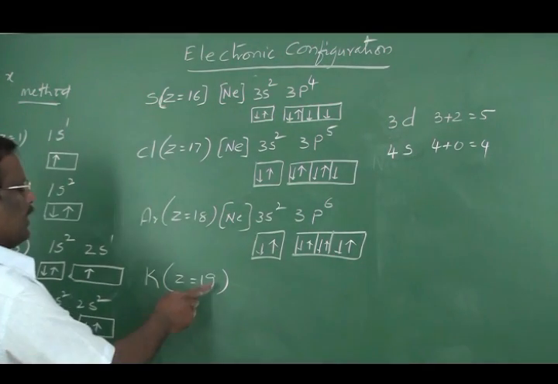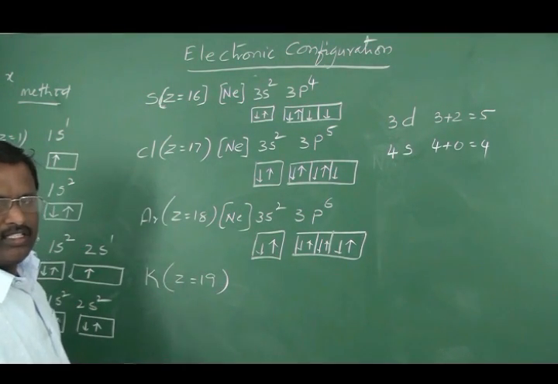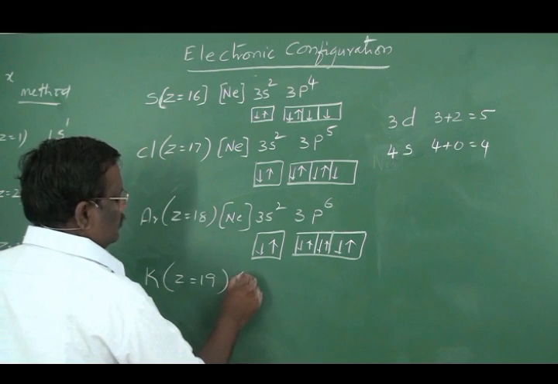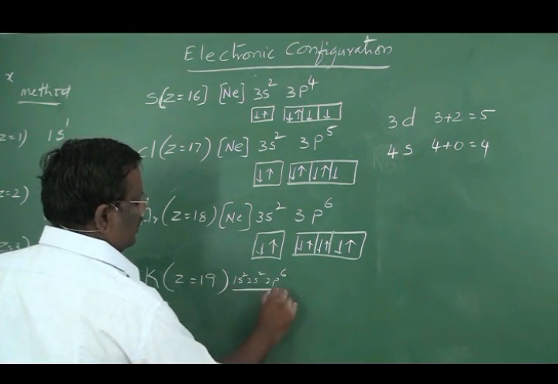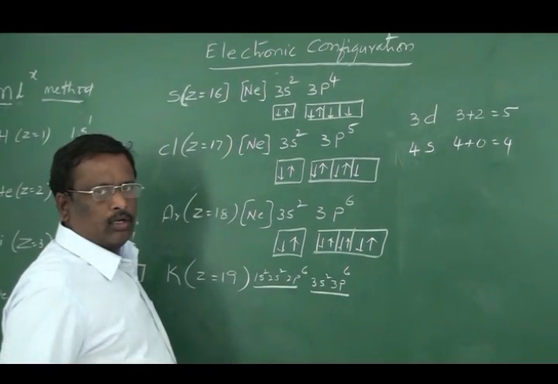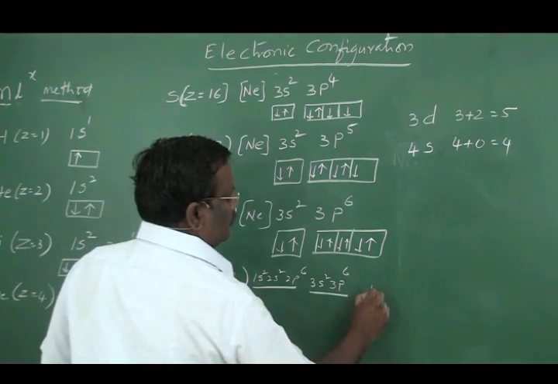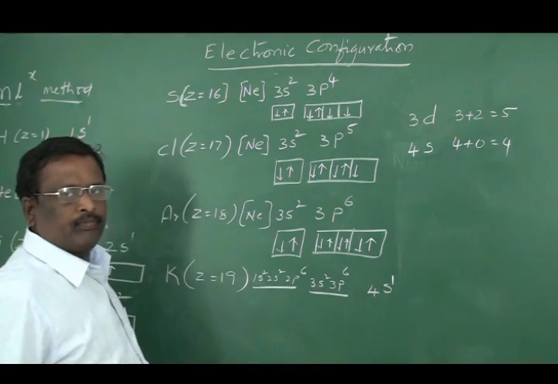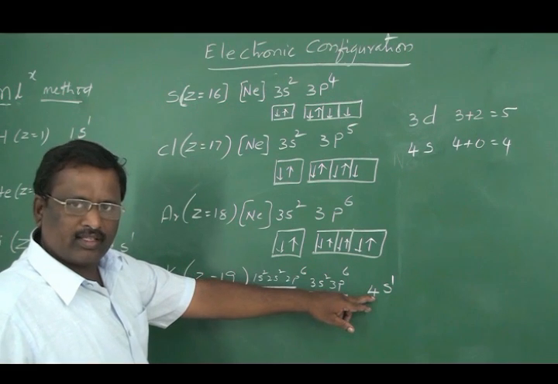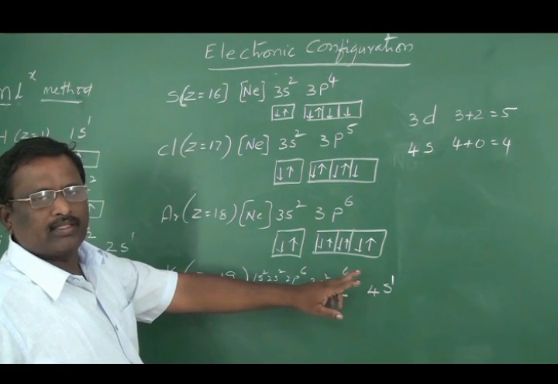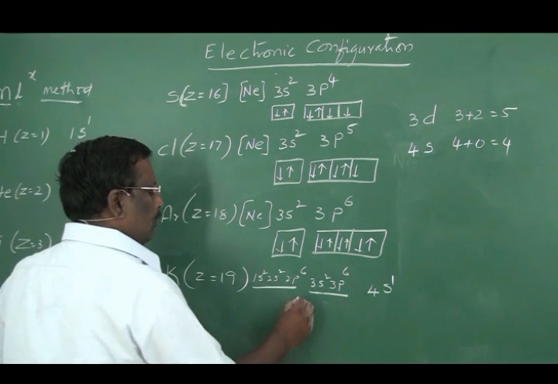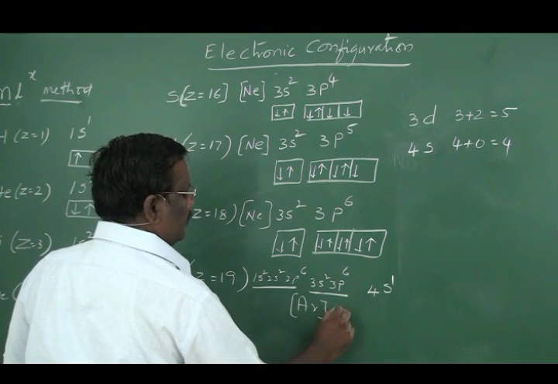So in potassium, the first 18 electrons will arrange just like the 18 electrons of argon. That is 1s2, 2s2, 2p6, this is neon, then 3s2, 3p6, up to argon, and the 19th electron will enter into 4s1. Though there is a d orbital in the third energy level, its n plus l value is more than 4s. That's why the electron will enter into 4s instead of 3d. So in potassium, the electronic configuration will be argon, up to this is argon configuration, and 4s1.